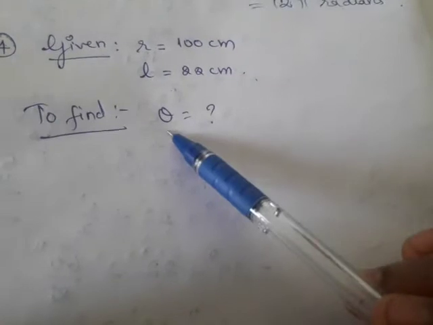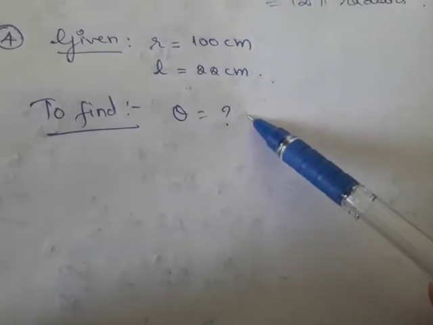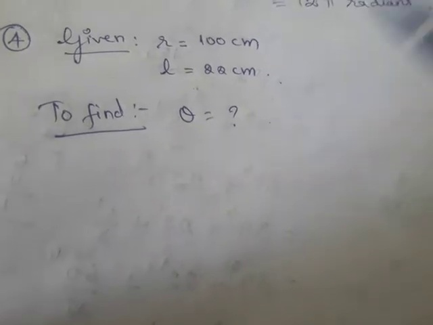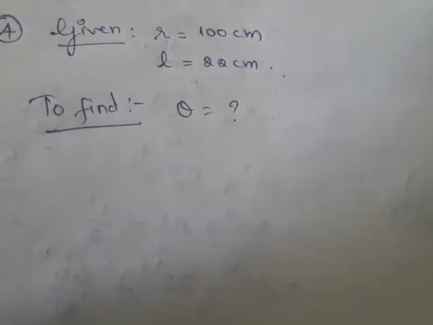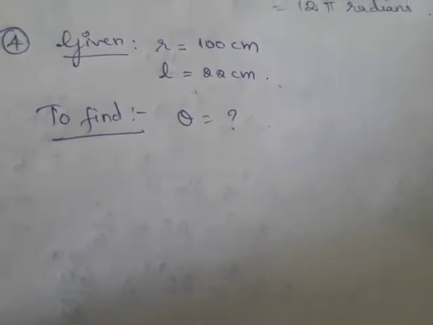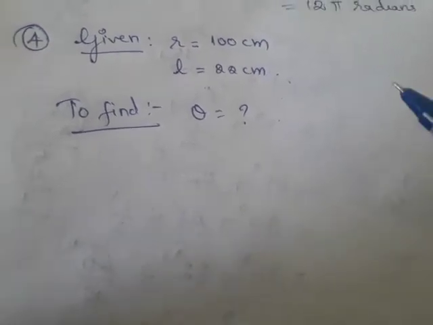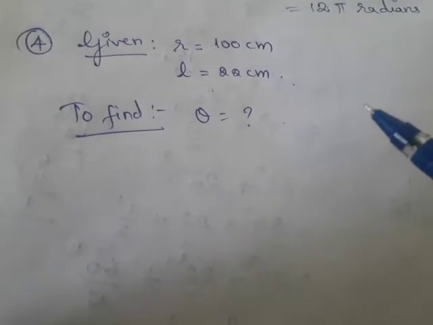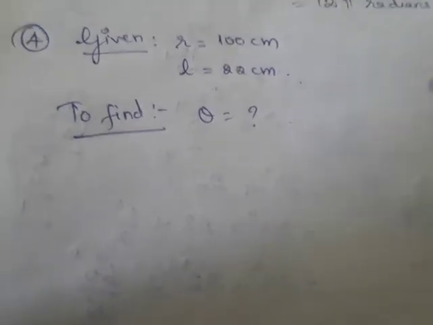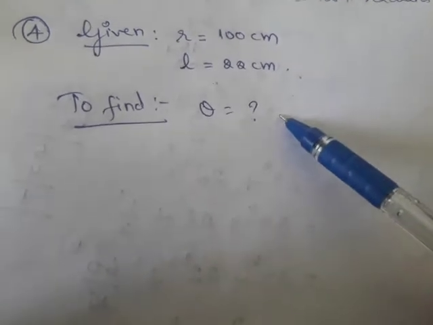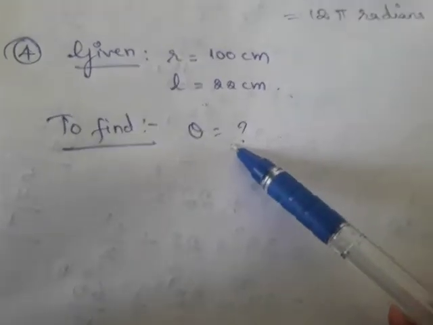So if we find theta, we will get the answer in radian, but what they asked you to find is the degree measure, right? So understand it properly. They are talking about the angle subtended at the center of a circle. So the angle subtended at the center of a circle gives you the angle in radian, but they asked you to find the answer in degree measure, right? So first we need to find theta.